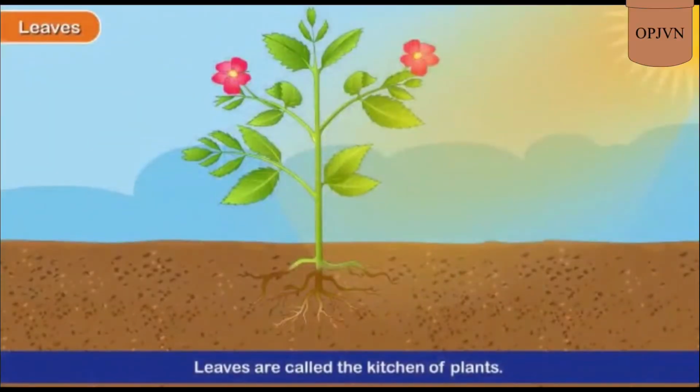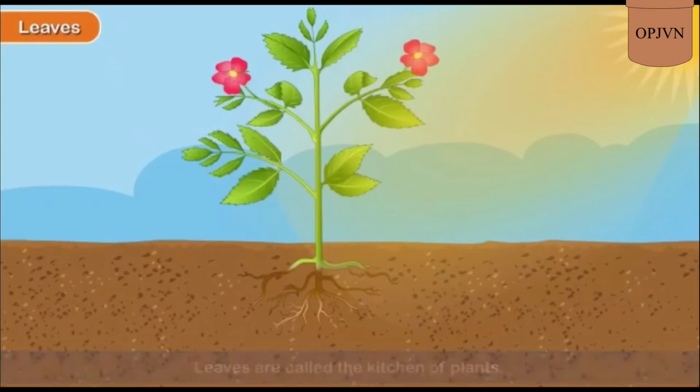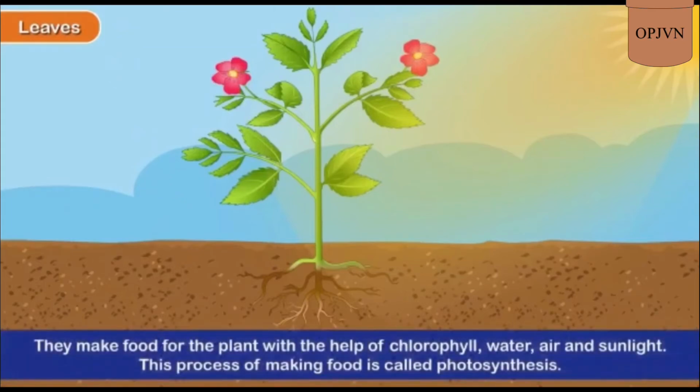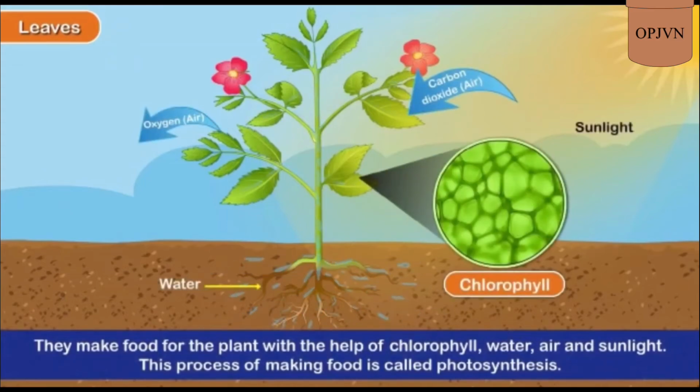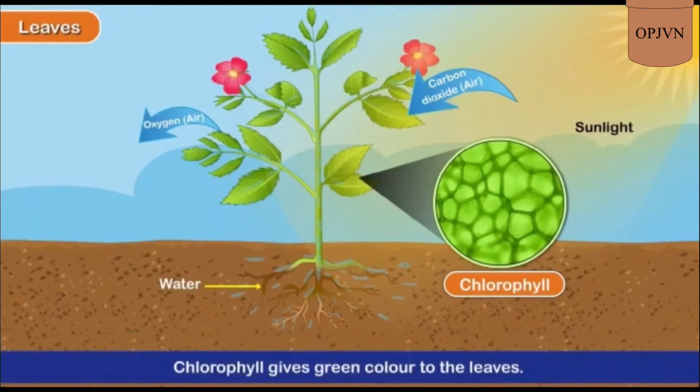Leaves are called the kitchen of plants. They make food for the plant with the help of chlorophyll, water, air, and sunlight. This process of making food is called photosynthesis. Chlorophyll gives green color to the leaves.